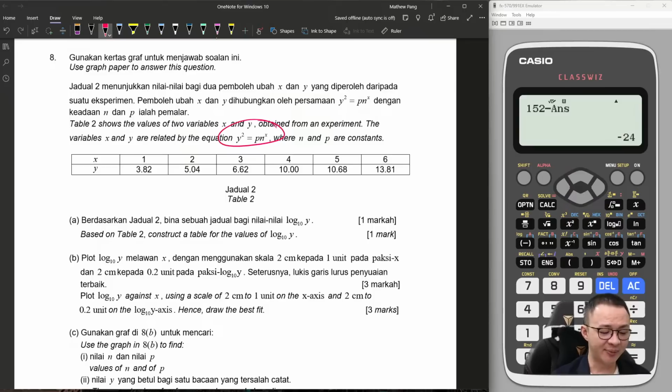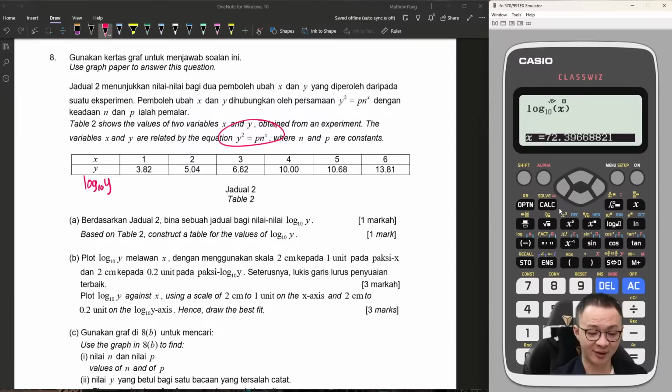Based on table 2, construct the values of log y. You can log them one by one. If I do, I will just do log 10 of x, and then I use the calculate function button. Then I put in my 3.82.